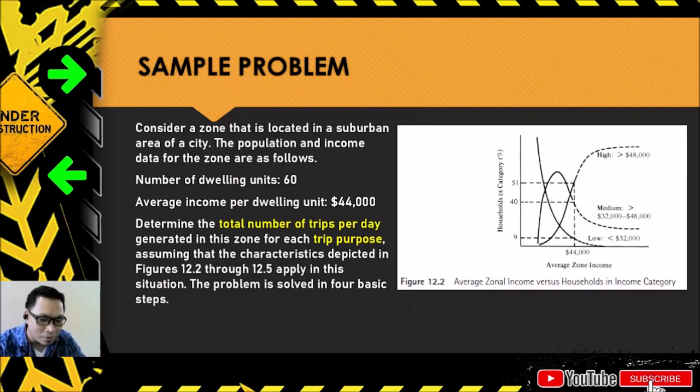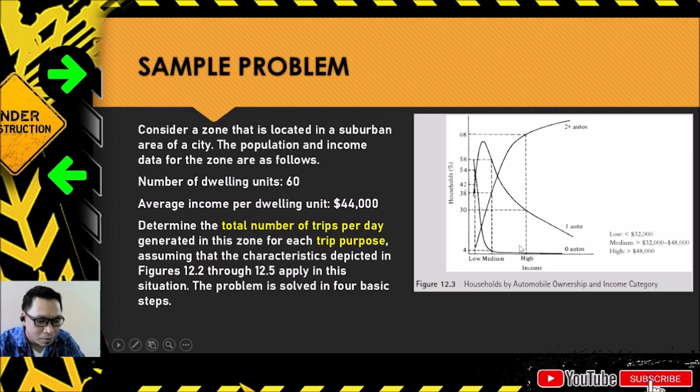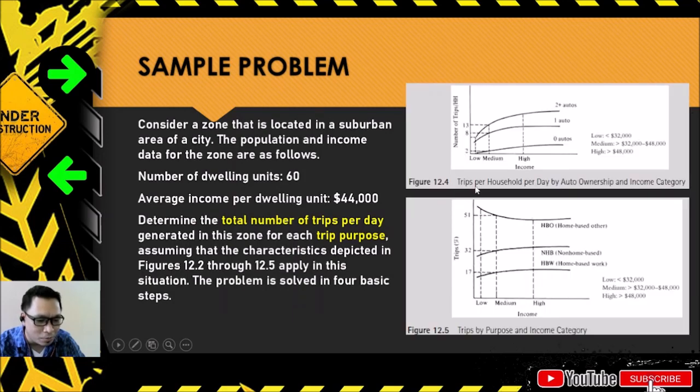Okay, so we have a table and a graph here which designates the average zonal income versus household income category. So the first step is we need to create a table from this, in order to determine the number of household percentage over the income category. Second, we have households by automobile ownership and income category. So we need to determine the number of households in terms of the automobile ownership and income category, so we create a tabulation for this. Then we have trips per household per day by auto ownership and income category. And lastly, we have the trips by purpose and income category.